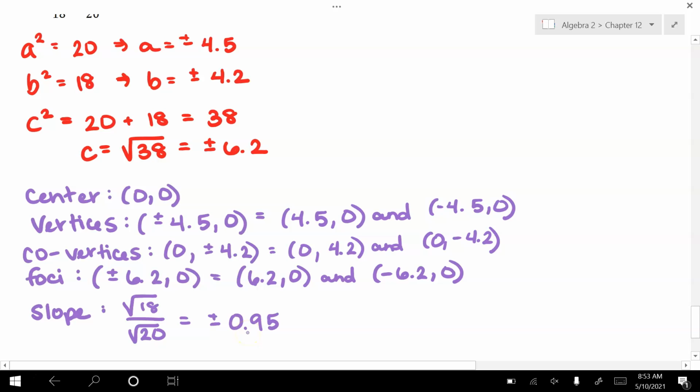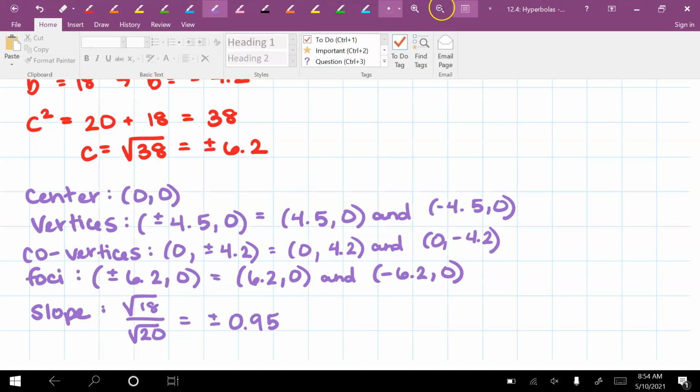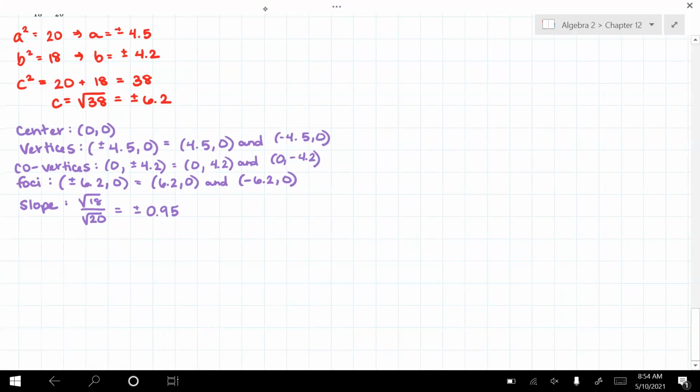Like this means that you have to go up almost 1 and then over 1 and then up almost 1 again and over 1. It gets a little bit hard, and that's why I showed you guys that rectangular box, because then that just allows you to draw those lines in, and it would be pretty close if I actually used the slope there. So now we're going to have to graph all of this stuff.